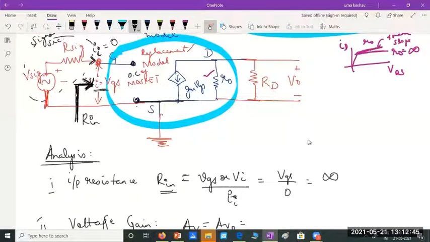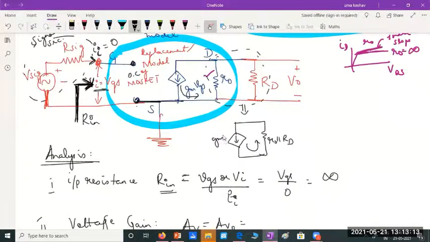What would its value be looking into the circuit? See, I have a current coming in this direction, and can I combine these two resistors which are in parallel? What would this value be? Can I write it like this? R0 parallel RD, and the current flowing through this is GM into VGS. So what would be the voltage drop across this resistor?